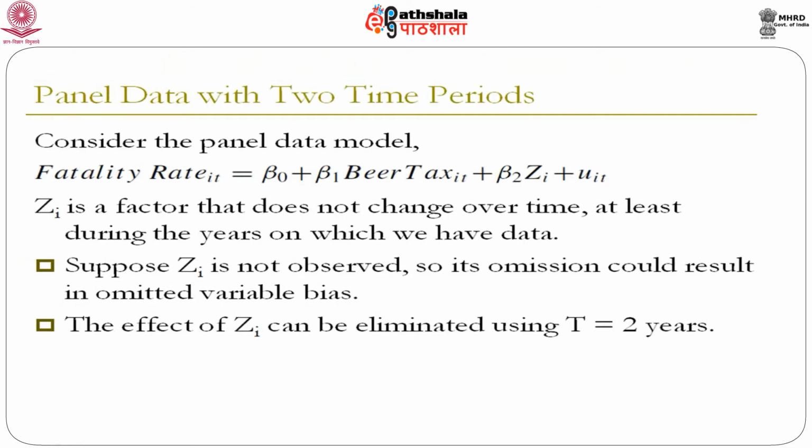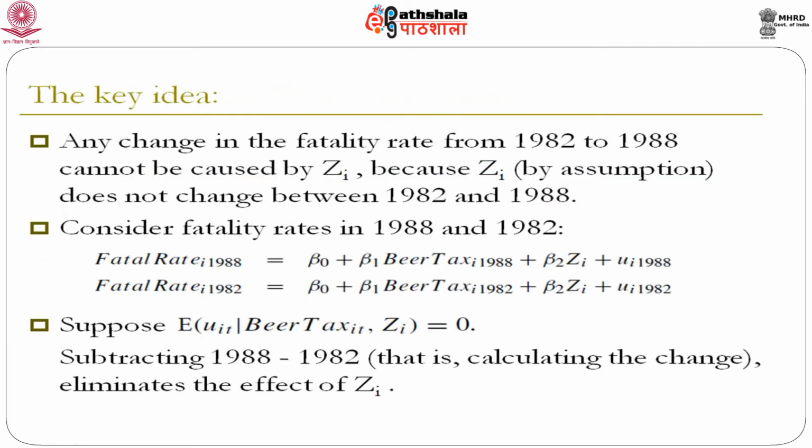Now, panel data with two time periods. Consider the panel data model, that is, fatality rate is a function of beer taxes and Z_i, and suppose that Z_i is not observed. So, its omission causes omitted variable bias. The effect of Z_i can be eliminated using T equal to 2 years. The key idea is that any change in the fatality rate from 1982 to 1988 cannot be caused by Z_i, because Z_i by assumption does not change between 1982 and 1988.